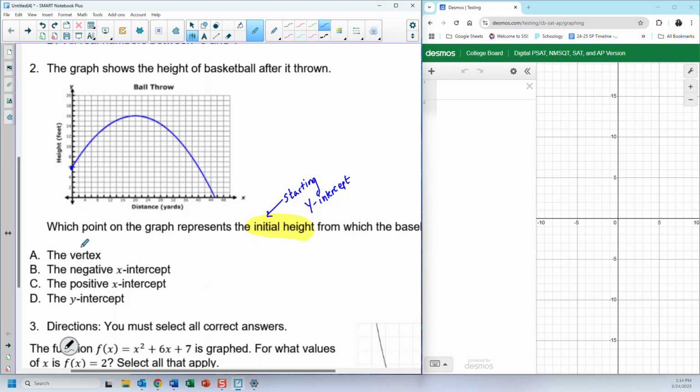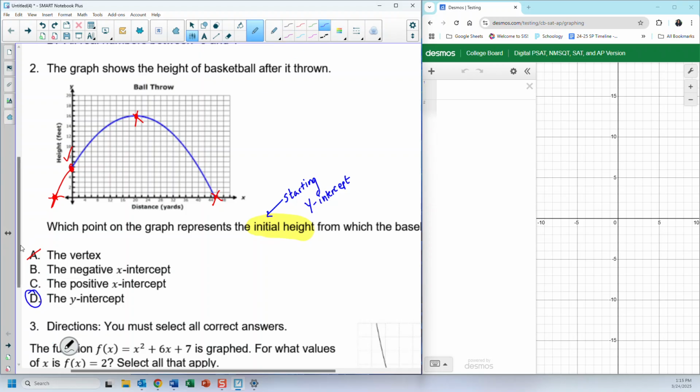Okay, right there. So it is not the vertex. So the vertex is right here. This is definitely not the starting point. This is just where the graph changes direction. The negative x-intercept, well, it does have a negative x-intercept if I keep drawing this down right there, but that's not the one we're looking for. The positive x-intercept is this one. That's not the one I'm looking for. The y-intercept is this one. That's exactly the one I'm looking for. So it is D.